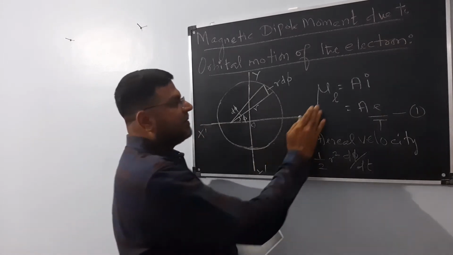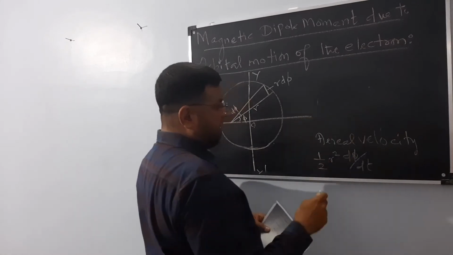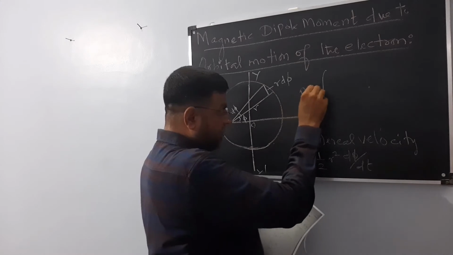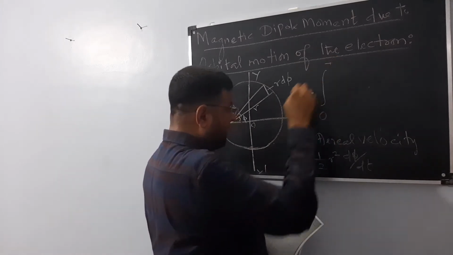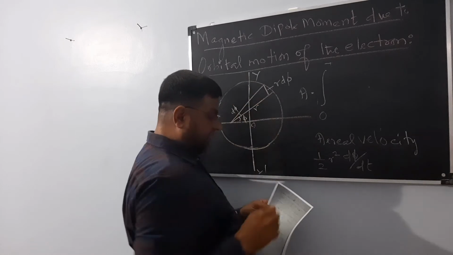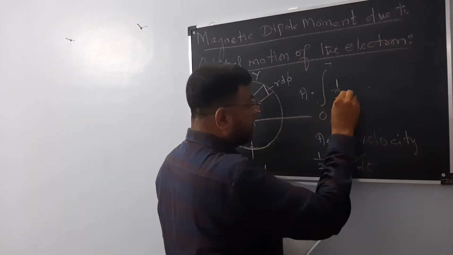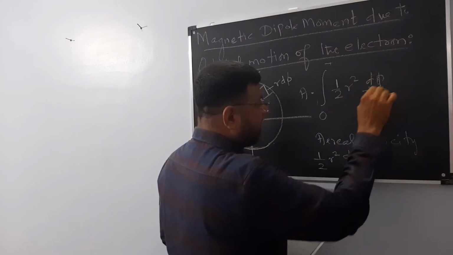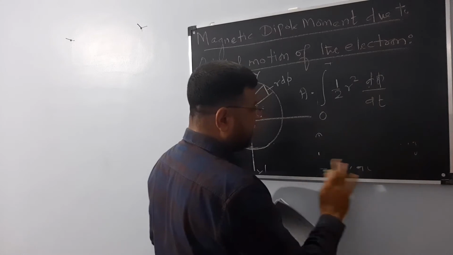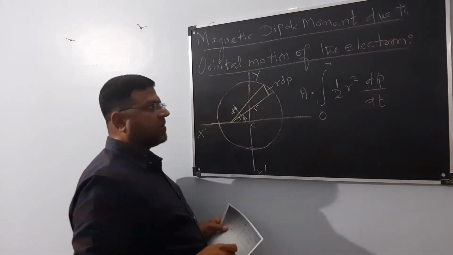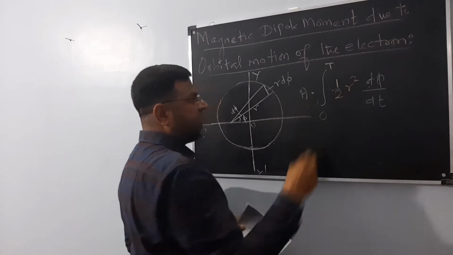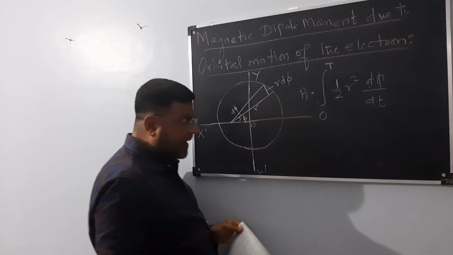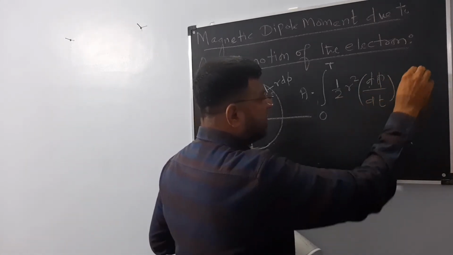Suppose if you want to find the whole area, you must write the integral. A is equal to the integral over the time period, starting from 0 and ending at T, of half r square d phi by dt times dt.